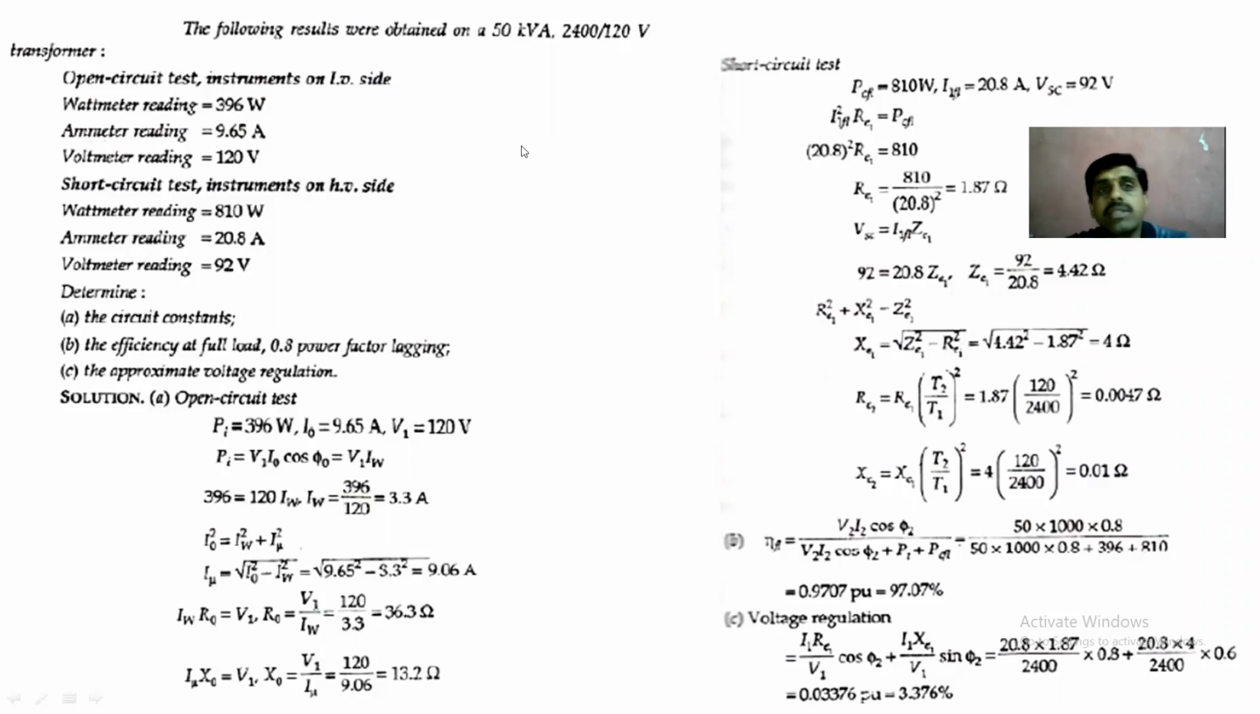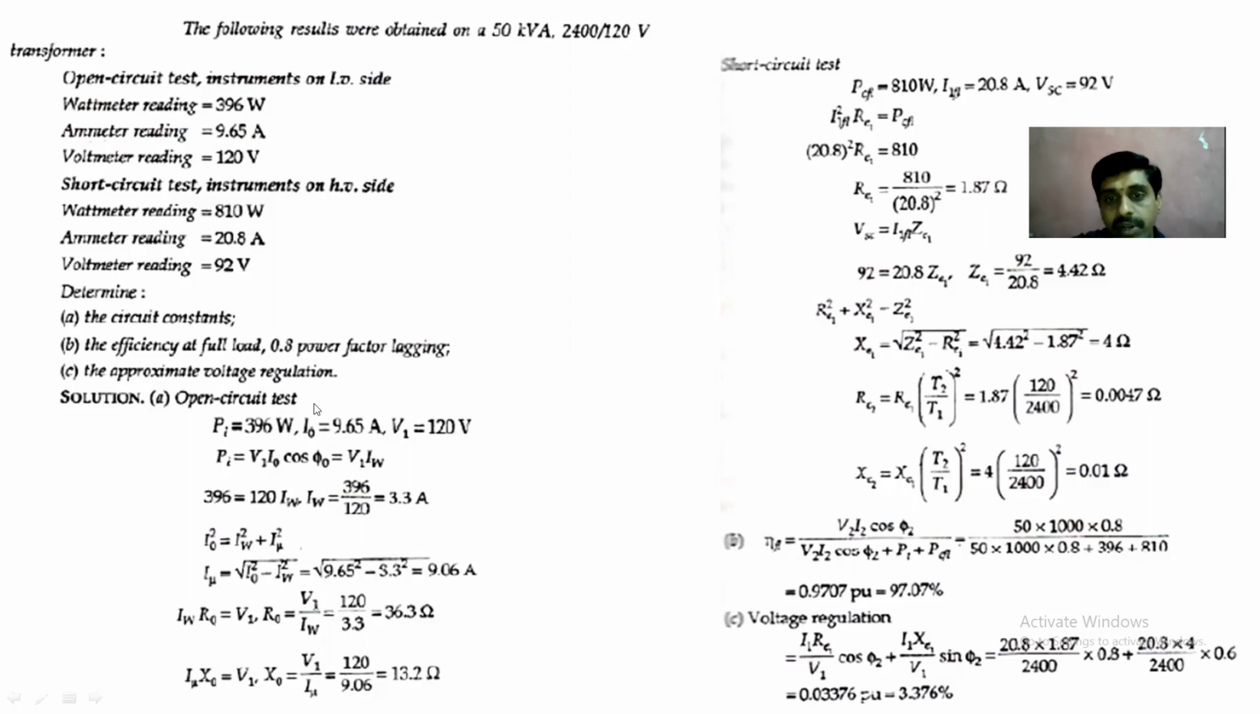So the following results were obtained on a 50 kVA, 2400 by 120 volts transformer. They have given open circuit test results on the LV side: 396 watts wattmeter reading, with ammeter and voltmeter readings given. Short circuit test on the HV side, the values are given. Determine the circuit constants, efficiency at full load, and voltage regulation. So they are asking for all these things: efficiency, voltage regulation, and the circuit parameters also.